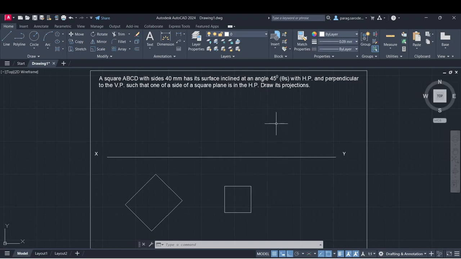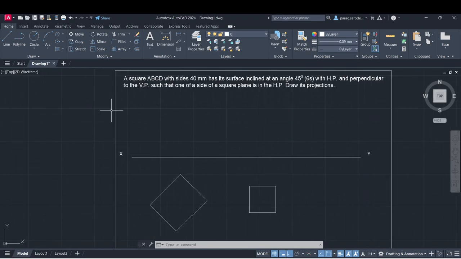Now, the second question. What is mentioned? One of the sides of the square plane is in the HP. So, if we keep the square orientation like this, the square will be resting on one of its corners in the HP rather than on a side. Whereas, if we keep the square here, the side of the square will still be in the HP. So, that's why this is the correct orientation as per the need.